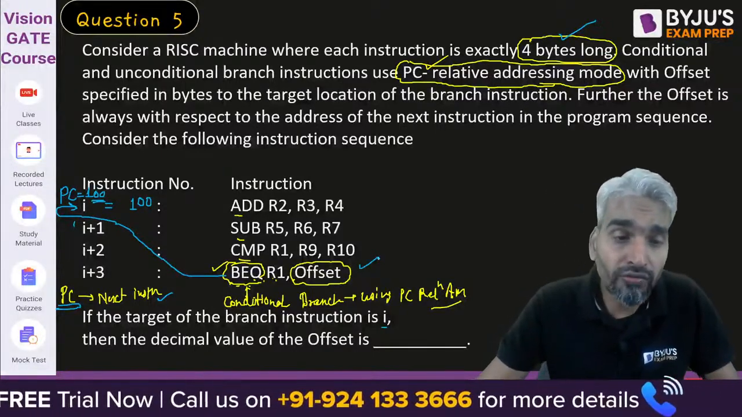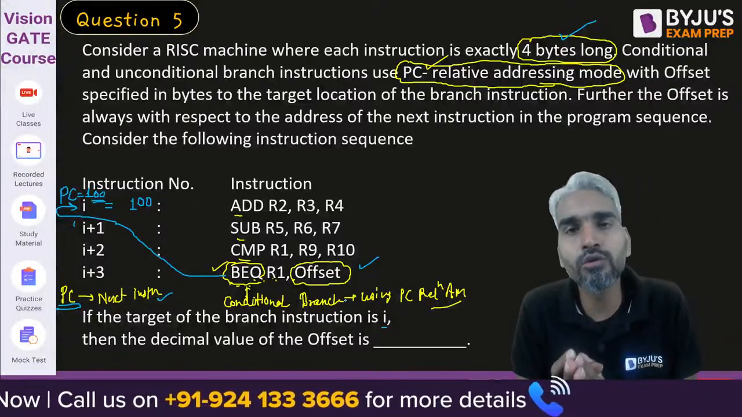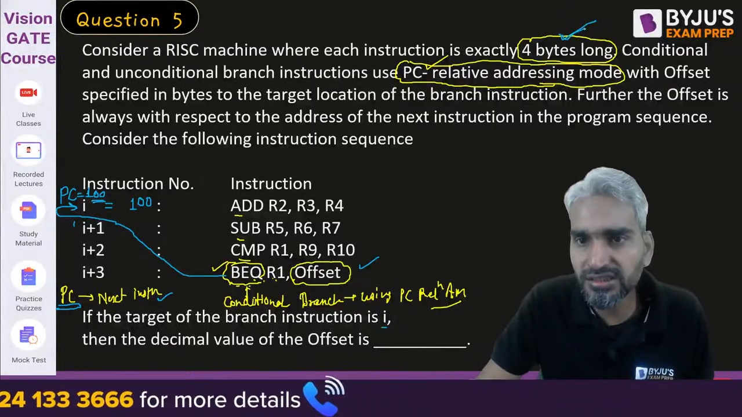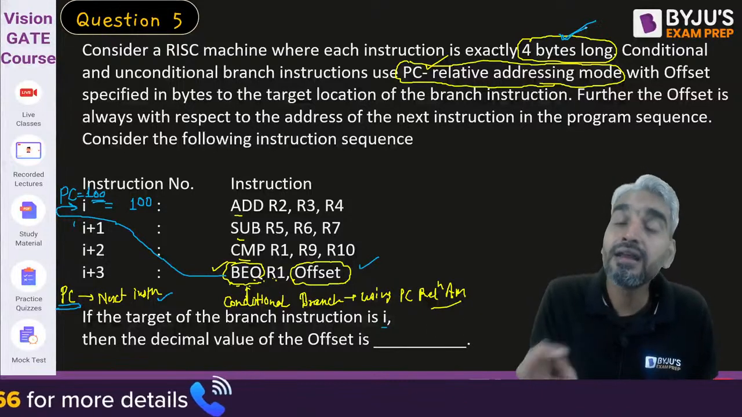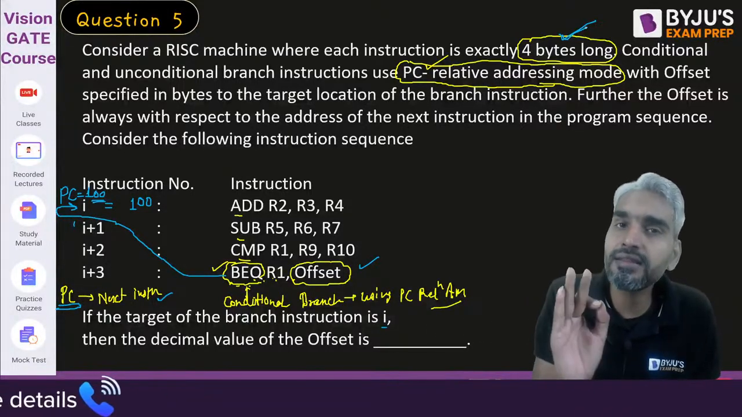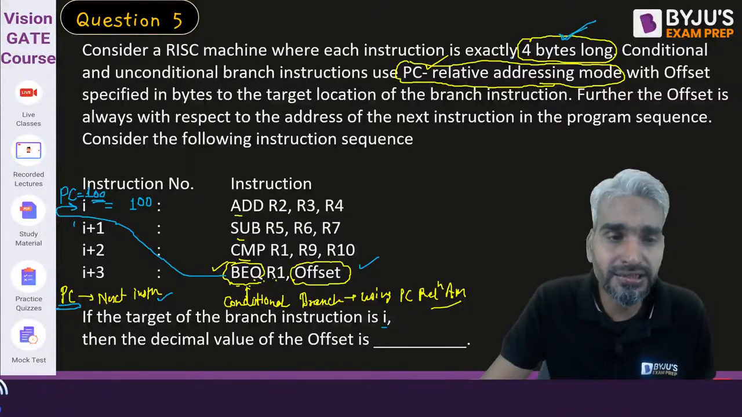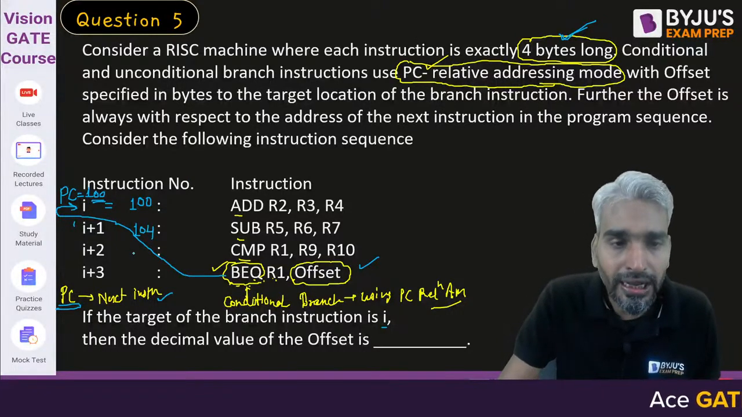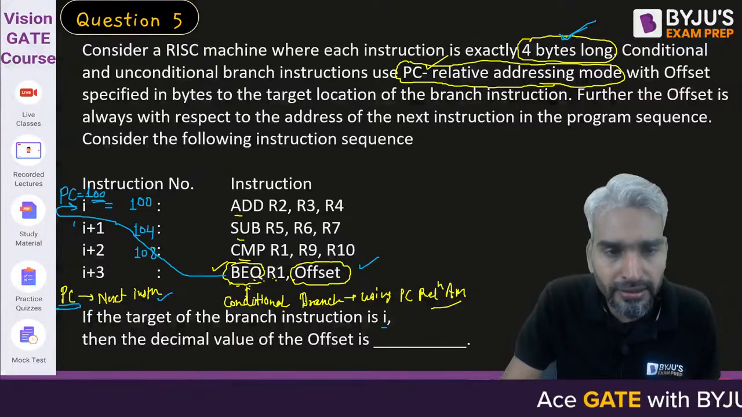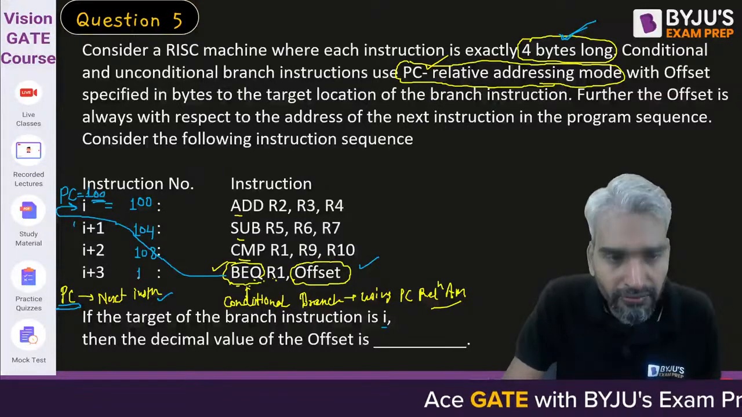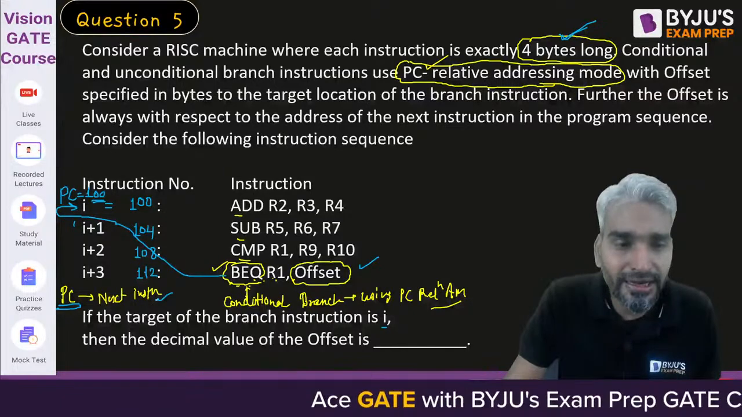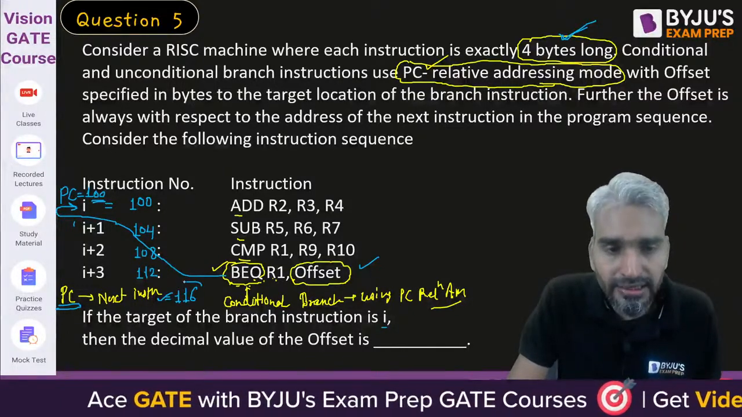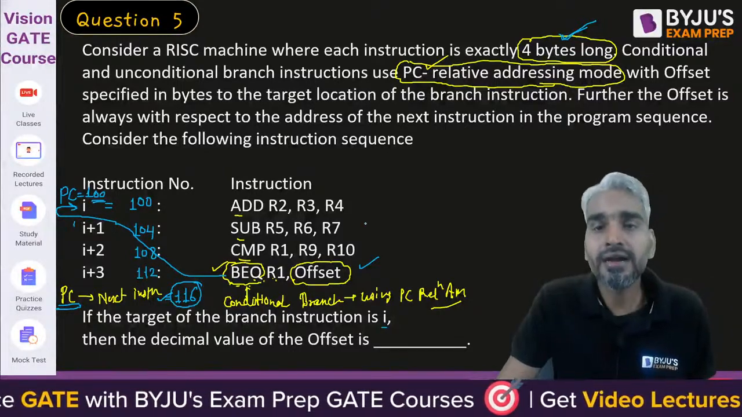Nowhere is it specified that the memory is word addressable. So if the instructions are of 4 bytes and if nothing is specified, then the memory will be byte addressable. Therefore, I plus 1 will be available at address 104, I plus 2 will be available at 108, I plus 3 will be available at 112, and the address of the next instruction will be 116.